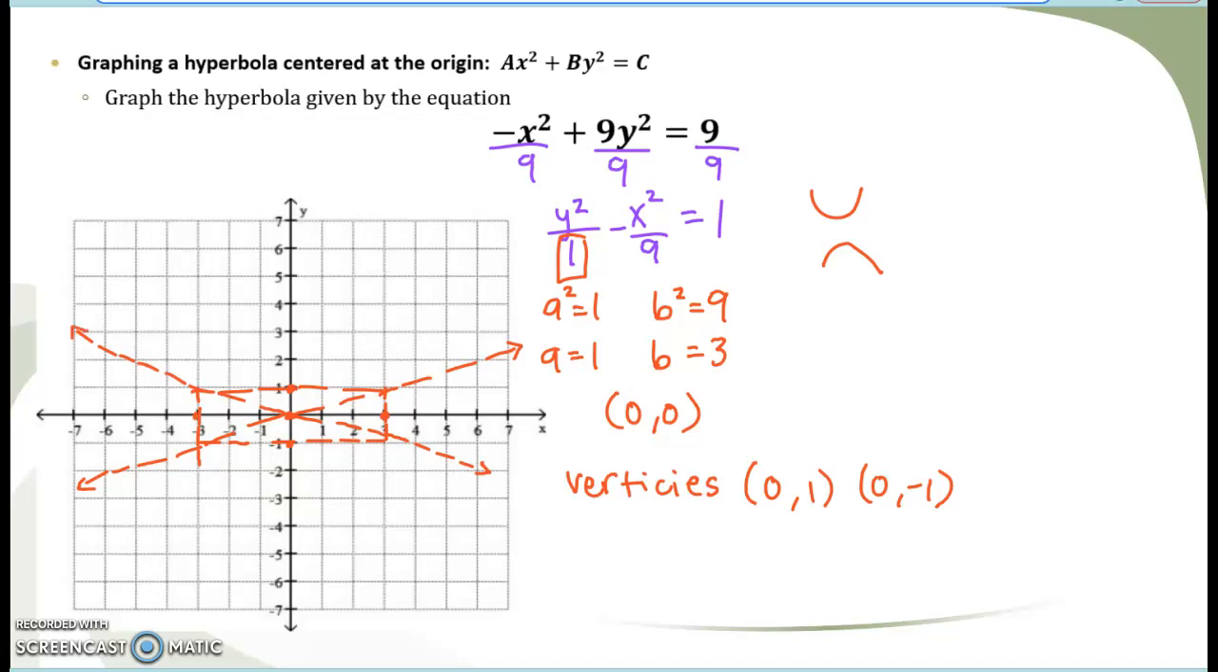And then for my vertices, now remember where those are, because these points right here aren't vertices, so make sure you keep that straight, okay? That just helped me draw my box. And then for my vertices, I start approaching these asymptotes here, like this. Okay, so that is how we can graph a hyperbola that is centered at the origin.